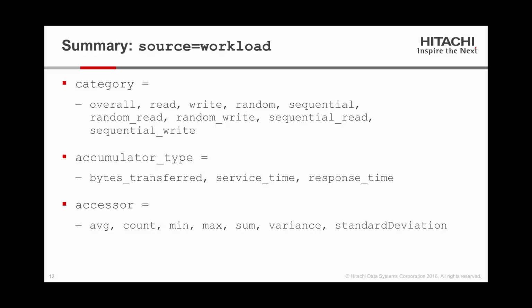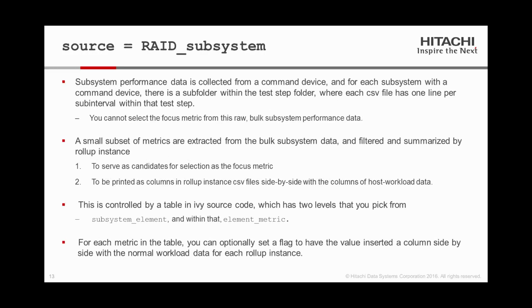Is it the bytes transferred bucket, or the service time bucket, or if IOPS is not equal to max, the response time bucket. And then once you're looking at an accessor, you can find out what the average is, how many were poked in, what the min-max was, etc. So that's source equals workload.